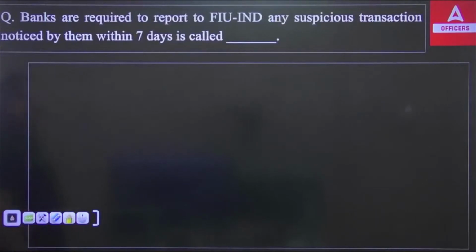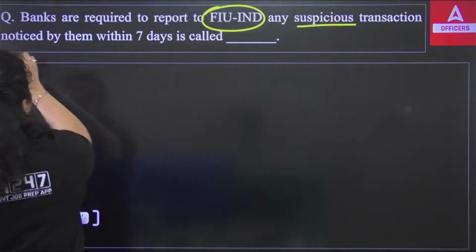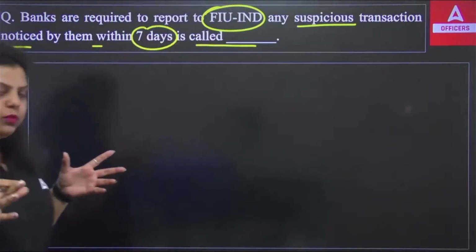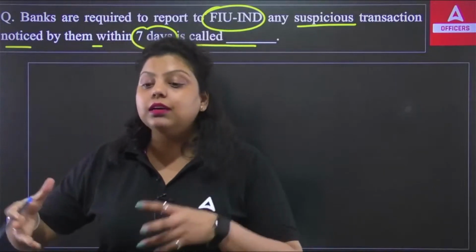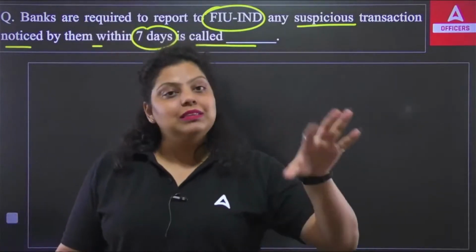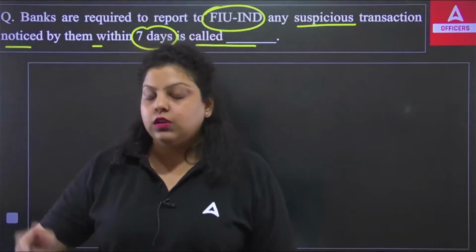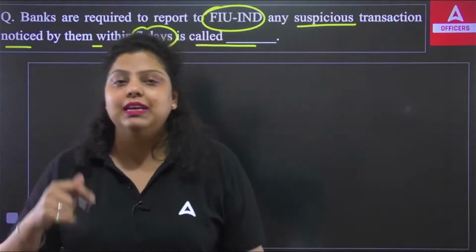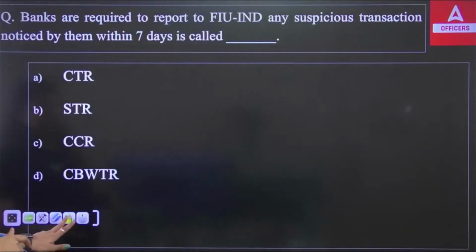Next question is talking about banks are required to report FIUIND any suspicious transaction noticed by them within 7 days is called. So I have told you that a lot of reports have to be submitted by principal officer to the FIUIND in a certain duration. So the duration here saying within 7 days of suspicious transaction, like bank thinks this transaction is suspicious transaction, and when you identified that this transaction is suspicious transaction, after how many days you have to submit that particular report? 7 days. And what type of report is it? Is it a CTR, STR, CCR or CBWTR?